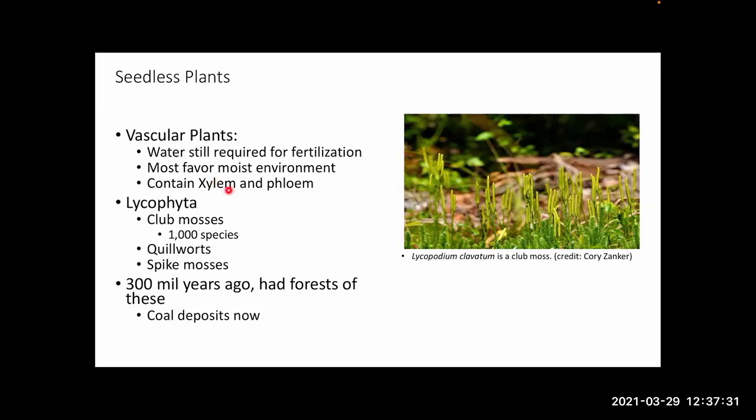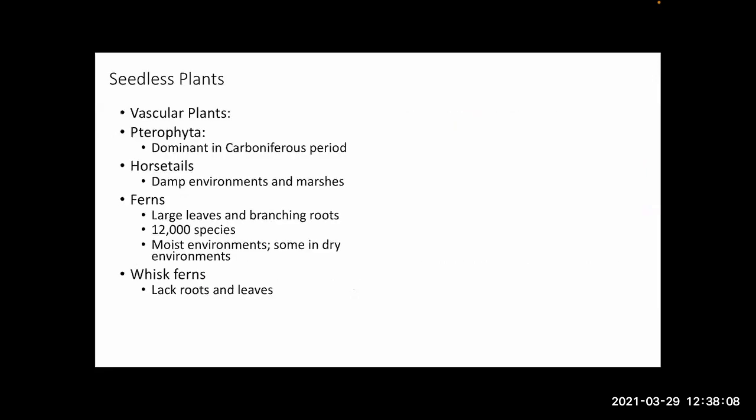The lycophytes are made up of club mosses, quillworts, and spike mosses. So here is a picture of a club moss. About 300 million years ago, there were forests of these types of species. These species can grow into tree-like structures, so you have these tree mosses, these tree ferns, basically. And now again, we're digging up coal deposits that are made from the organic material of these types of organisms.